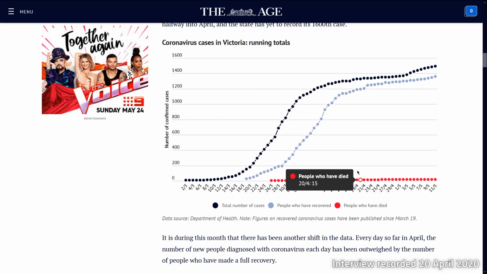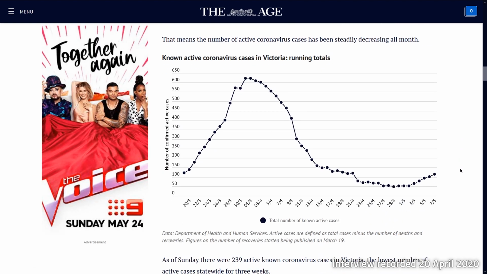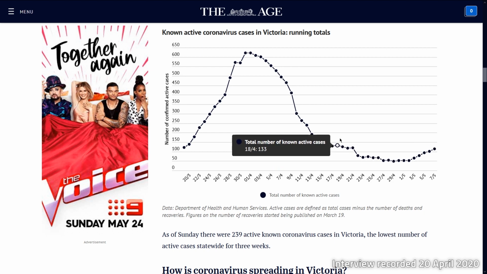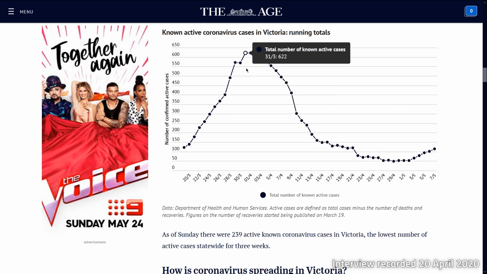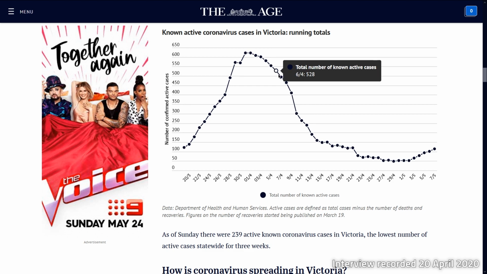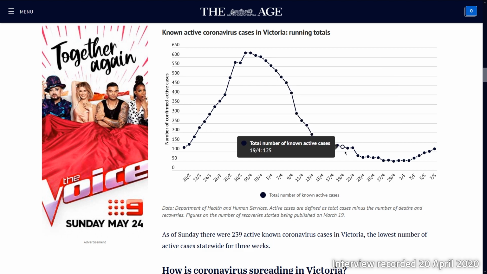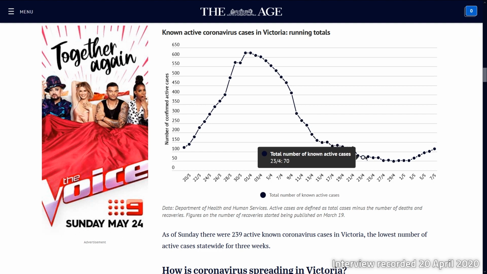And so I've reconfigured this data here to show the total number of active cases at any one time. What we can see here is that the number of active cases was surging in the late March period, I think reaching a peak of about 622 active cases. Pretty much every single day in April, the number of new cases that have been added have been outweighed by the number of people who've made a recovery, so the number of active cases has been slowly decreasing.